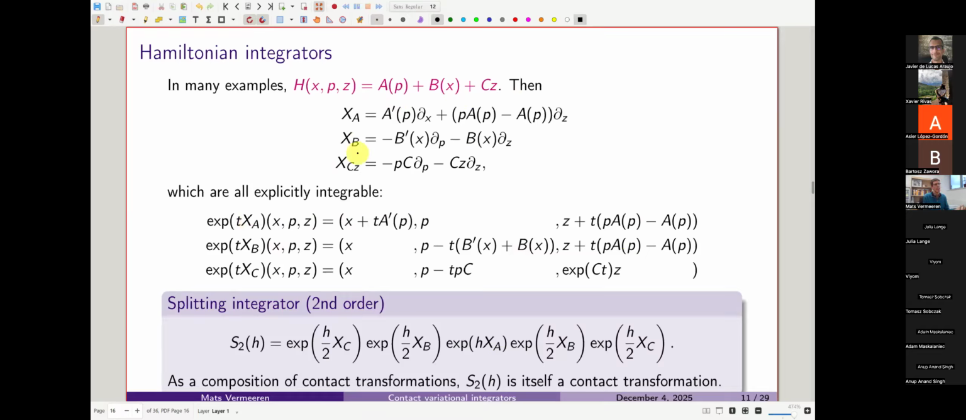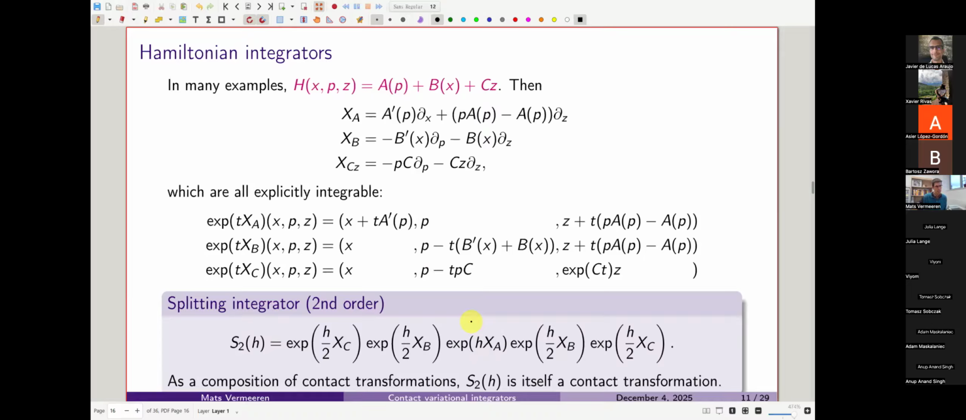So we can exactly follow each of these flows by a small step. And the idea of a splitting integrator is to compose a sequence of such steps such that the combination of, in this case, these 5 steps is a reasonable approximation to the actual flow of the Hamiltonian vector field of the whole H over the same time step h.